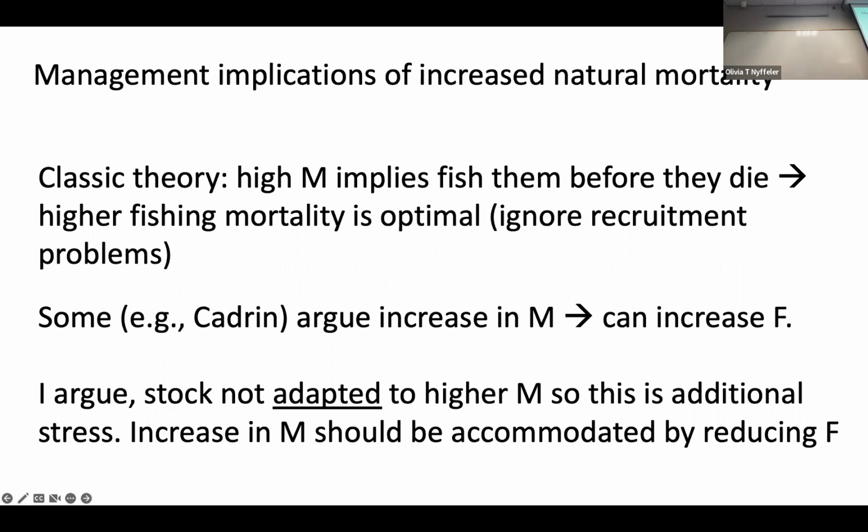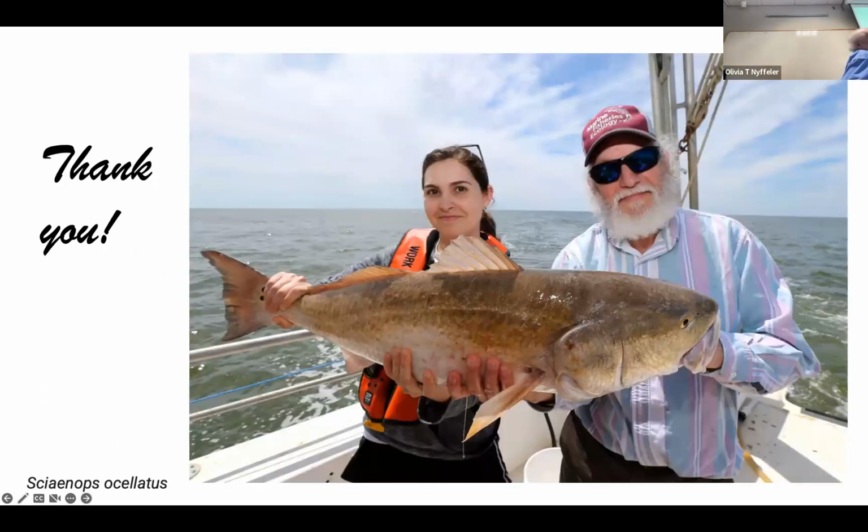We've never seen this before. So I have no reason to think that the stock is adapted to this, and so this must be additional stress that it's not prepared to handle. So that's my way of thinking. And his is, well, the increase in M is natural. And that's the whole question: is it natural or is it artificial? You know, we introduced a pathogen by stocking or through whatever. And each case will be different. Each case will have to be decided. And that's it. That's my talk.